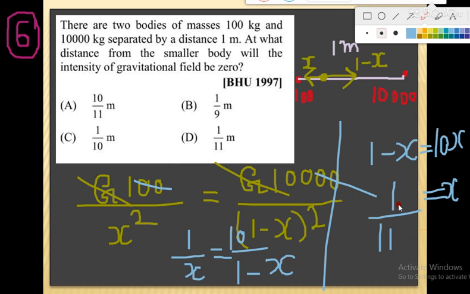Students, this is the answer for this question. 1 by 11 meter will be the right answer for this question, and the answer is option number D. Option number D will be the right answer. We have done the question number 6. We have to find the position of this point from 100 kg body where the gravitational field will be equal to 0. So answer is 1 by 11 meter. Option number D will be the right answer.